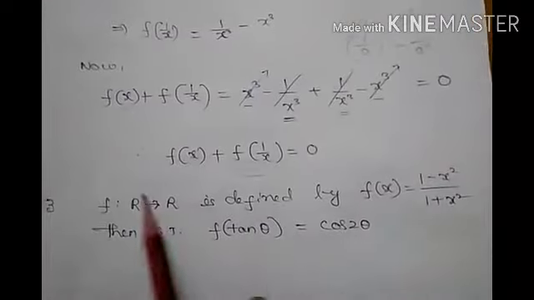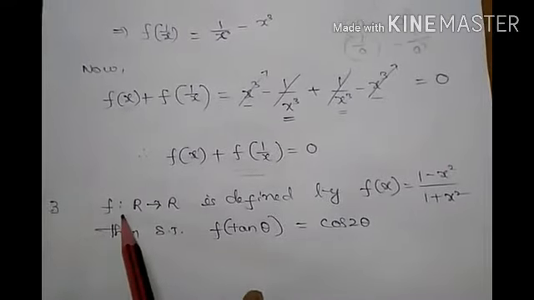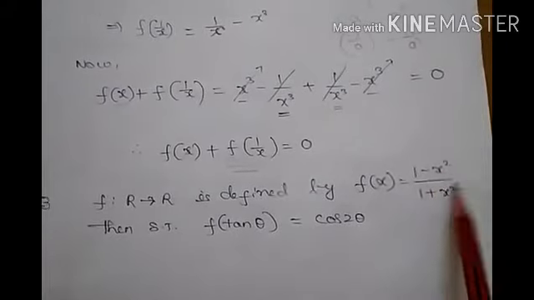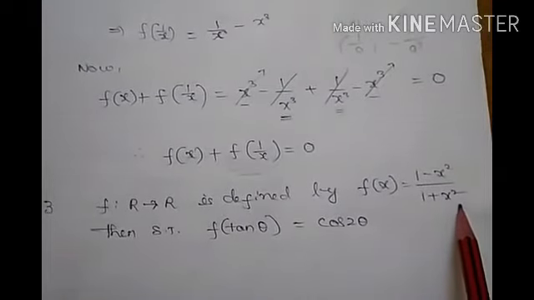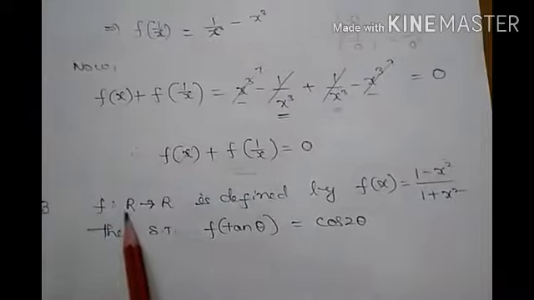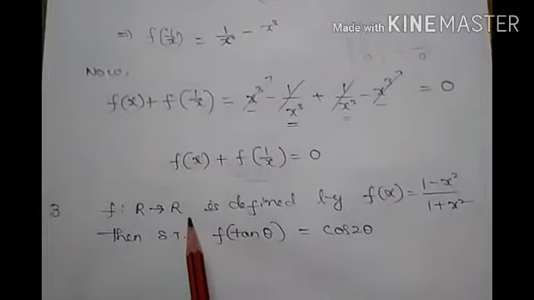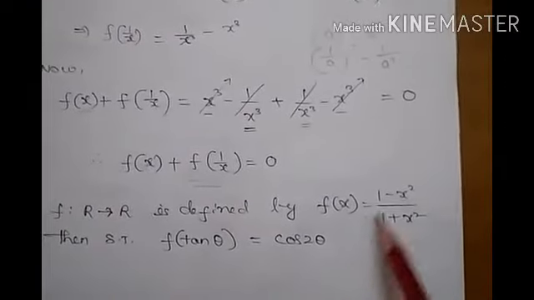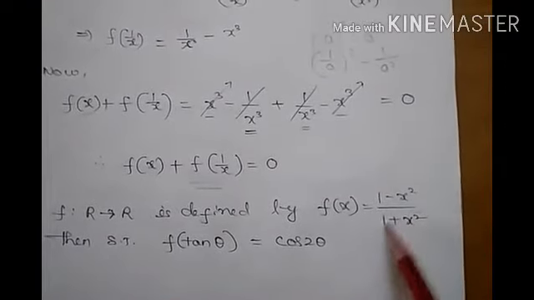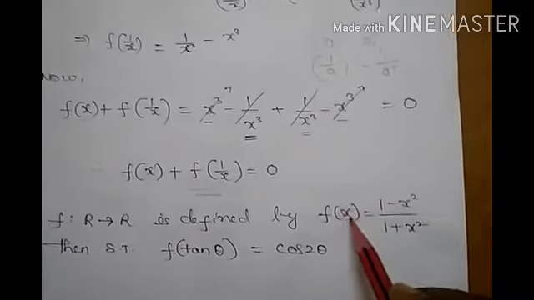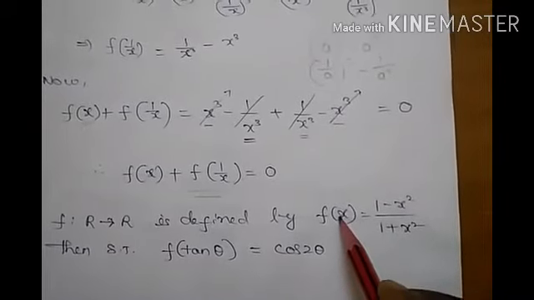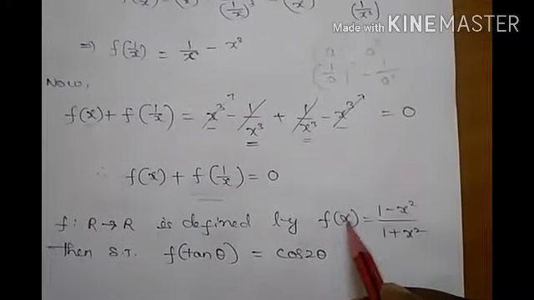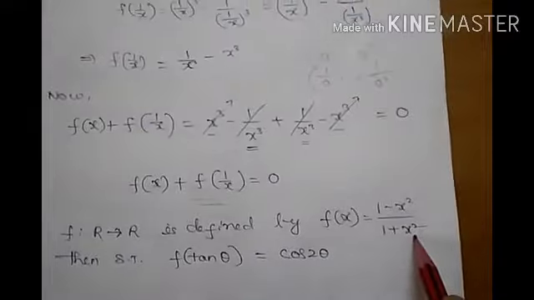The next problem. f from R to R is defined by f of x is equal to 1 minus x square by 1 plus x square. What is the function? Here f is a function from R to R, real numbers to real numbers. How is it defined? f of x is equal to 1 minus x square by 1 plus x square. That means if you take input as x, the output value is 1 minus x square by 1 plus x square. Image of x is 1 minus x square by 1 plus x square.